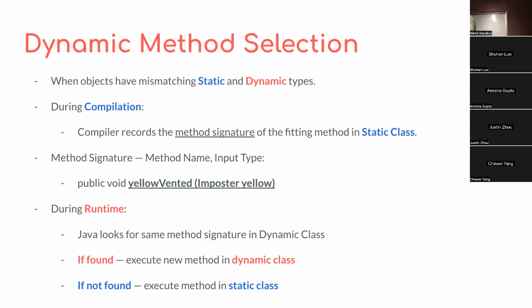I'll just go over the process for DMS. During compilation time, the compiler records the method signature of the method that fits from the object's static class. A method signature is basically just a method name plus the type of the input parameter. So public void yellow vented in possible yellow, yellow vented in possible yellow is the method signature.